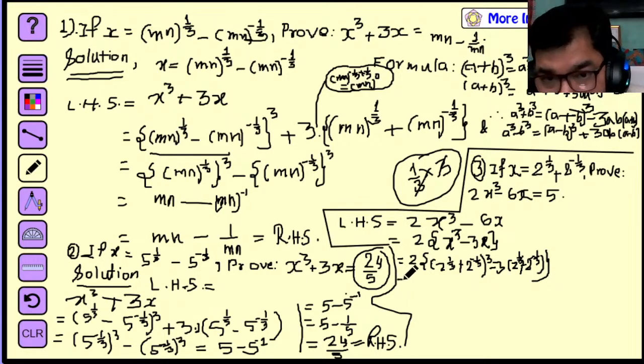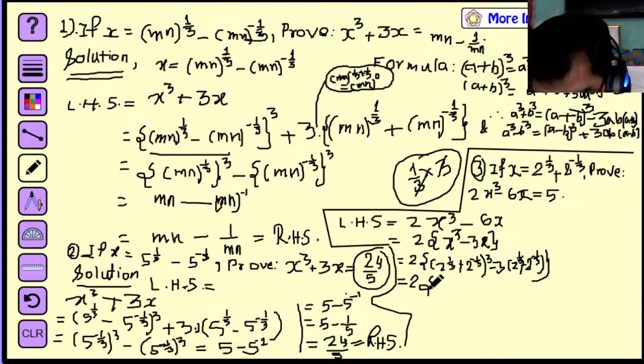Okay. Now we can write here, this 2 outside only common it was. Now it is in the formula of a plus b whole cube minus 3ab. Here is also ab hidden, okay? As I have shown in this previous number 1 and number 2.